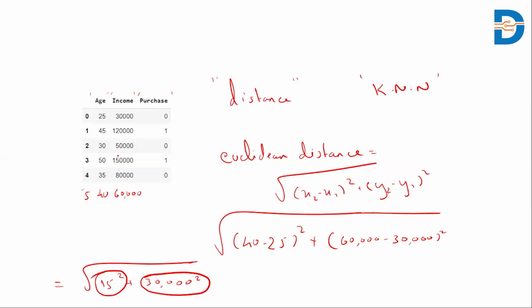The contribution of my age factor is being overpowered, overshadowed by the income factor just because my income is being recorded on a higher scale. But that does not mean that income is more important than age, or that age is less important than income. Right now, my age is being overpowered just because of the scale, because it is natural to record age on a lower scale than income. So this is the problem that normalization is going to solve.